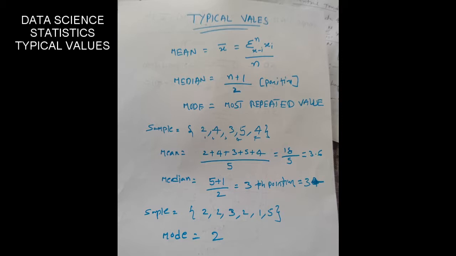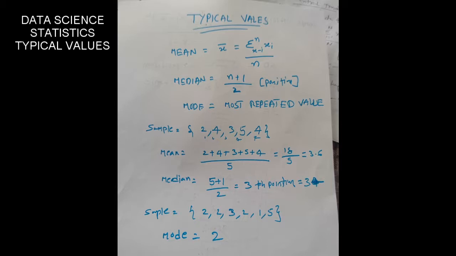For example, we got one random sample like 1, 2, 3, 4 and 5. Then our mean will be 1 plus 2 plus 3 plus 4 plus 5 divided by the total count of our sample, which is 5. So 1 plus 2 is 3, 3 plus 3 is 6, 6 plus 4 is 10, 10 plus 5 is 15, and 15 divided by 5 equals 3. In this sample, 3 is the mean.